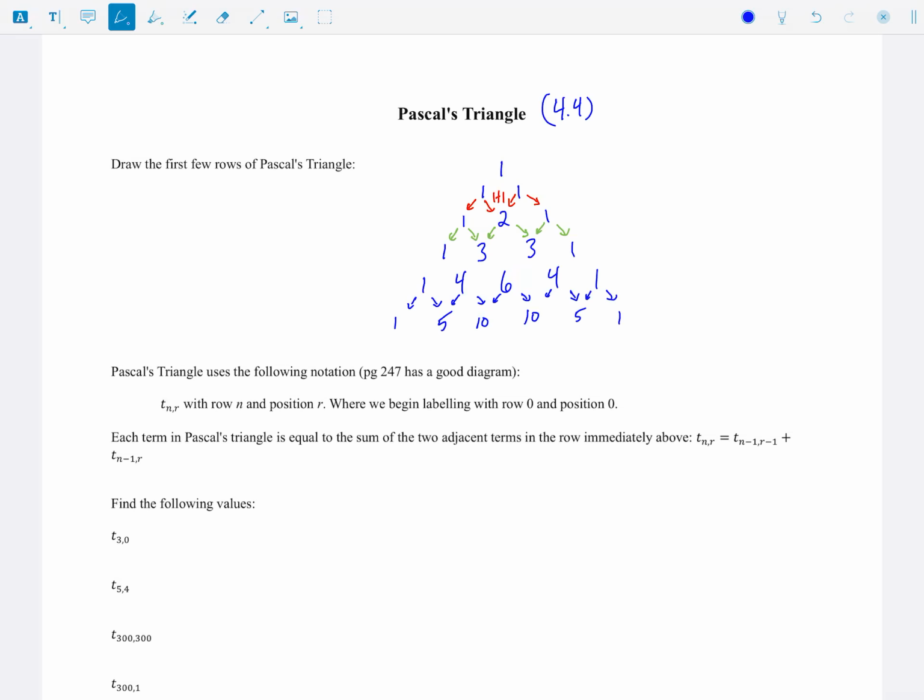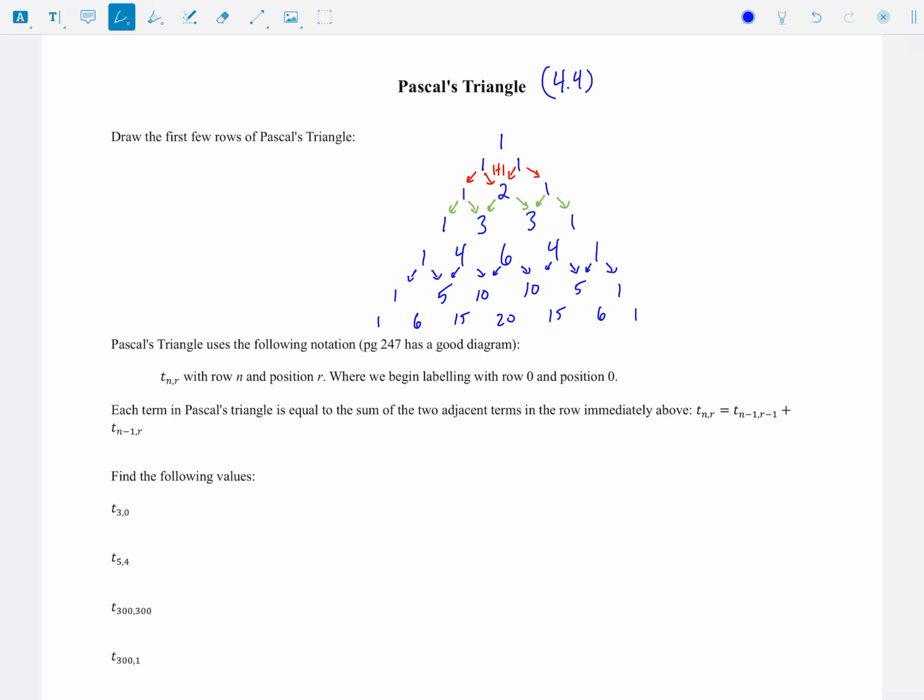Oh, this is so much fun. Let's do one more of these rows. Try it out. Pause the video and see if you can do it. Okay, the last row is 1, 6, 15, 20, 15, 6, and 1. We can just keep going on and on and on. This triangle will never end.